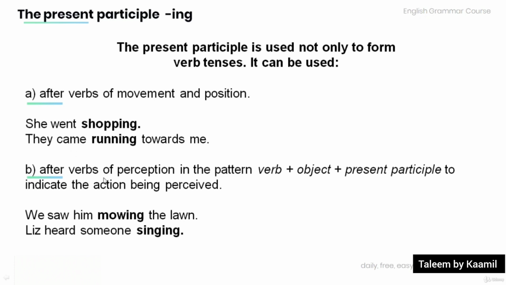B, after verbs of perception in the pattern of verb plus object plus present participle to indicate the action being perceived, as in the examples below. We saw him mowing the lawn. Verb, saw, object, him, present participle, mowing. Liz heard someone singing. Verb, object, present participle.